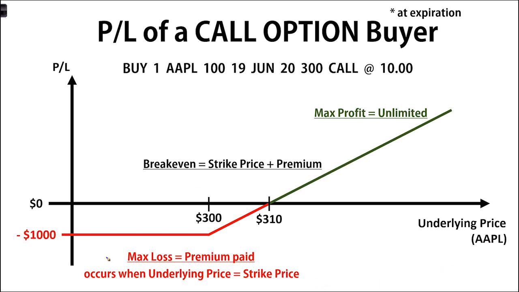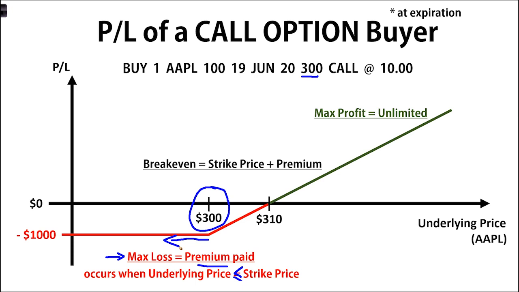As a call option buyer, your max loss will always be the premium paid, and in this case it is the $1,000. At expiration, you would have realized your max loss when the price of the underlying stock is equal or less than your strike price. So recall that your strike price is at $300. So $300 is over here, and your max loss occurs when the stock price falls below $300.